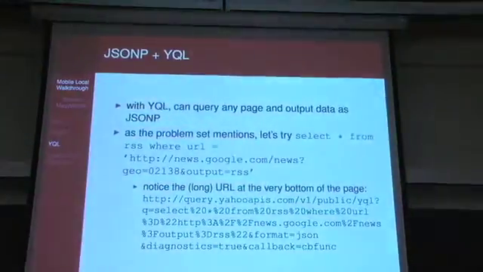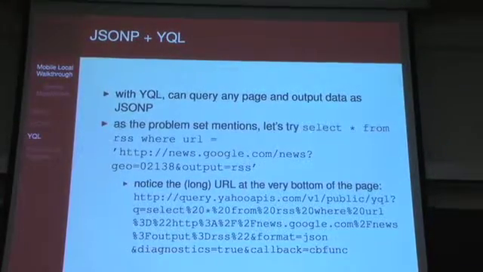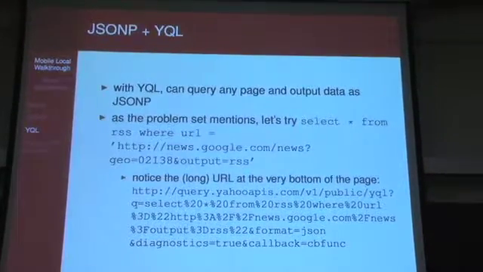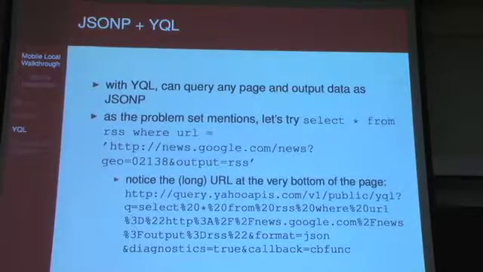So let's just take a look at some example queries. So this problem set mentions, to try this one out, so select star from RSS. So this is our data feed, because we're using the Google News RSS. We're just not using the JSON API, if it even exists. So we're selecting RSS from the URL news.google.com, and then /geo equals 02138.